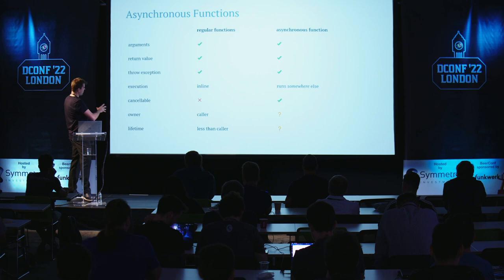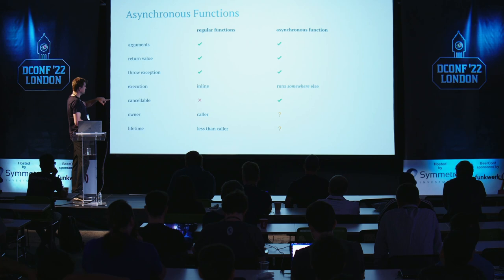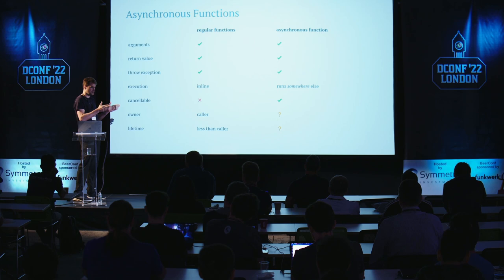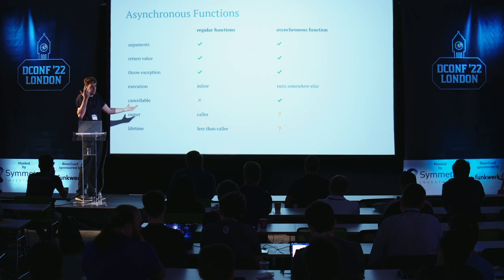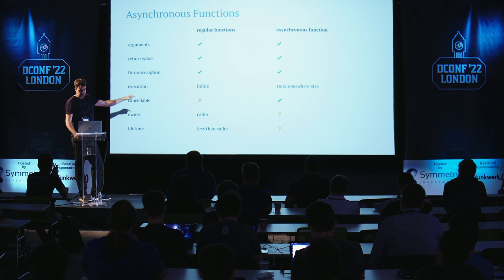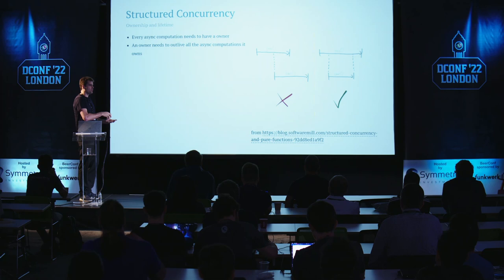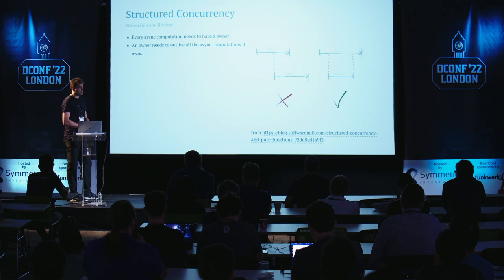The owner and the lifetime, that's where it gets a little bit tricky. With a regular function, obviously it's the caller that owns it, right? It runs on its stack and that kind of thing. And the lifetime of a function is always smaller than that of a caller. That makes sense. An asynchronous function, who owns it? I don't know. What's the lifetime? I don't know. That's not good, right? We want to control these two things. We want to stay in the world of structured programming, right? Because it gives us so many good guarantees, and it allows us to write large scale software.